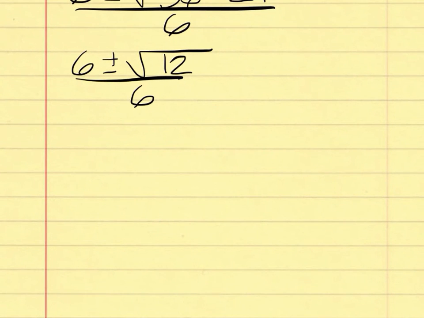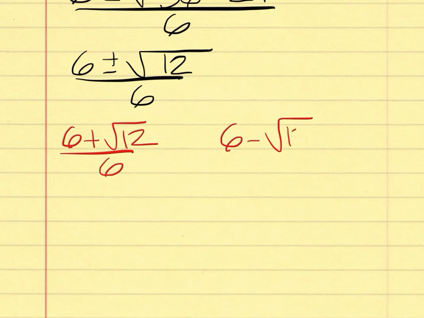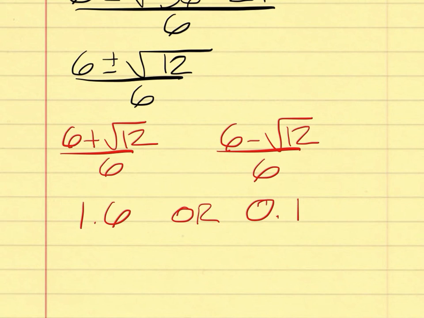You'll have to do two problems. One is 6 plus square root of 12 over 6, and the other one is 6 minus square root of 12 over 6. On the left-hand side, when you do that and round to the tenths place, you'll get 1.6. Or on the right side, you'll get 6 minus the square root of 12, and then divide by 6, 0.4.